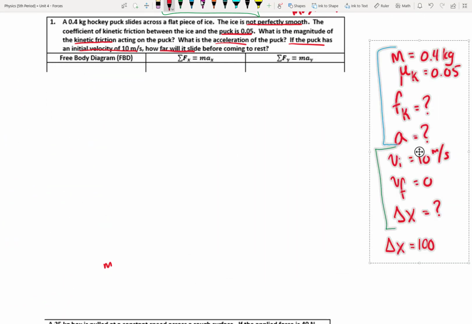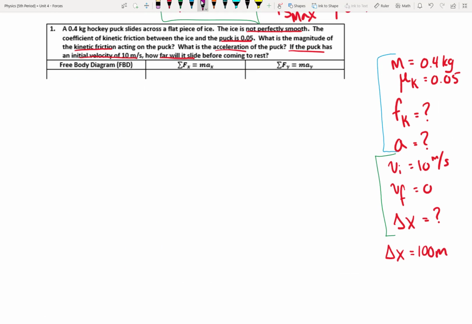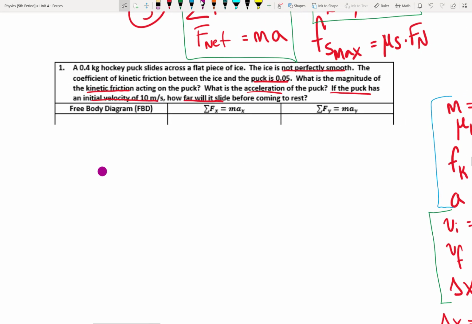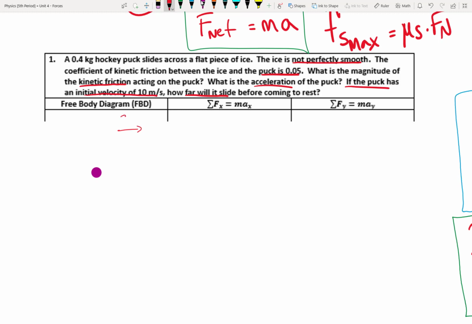Let's get this out of the way for a second. We're going to come over here. We know the first thing that we're going to need is a free body diagram. So let's get that going. We've got a dot. I'm not told in my problem which direction this thing is moving, so we're going to say it's moving to the right. Just going to show that over there.